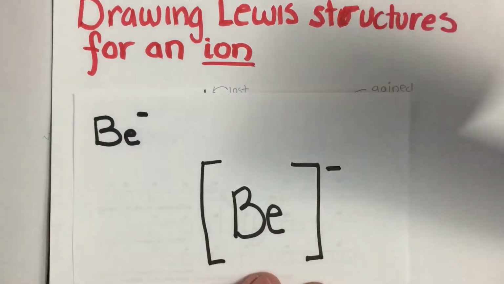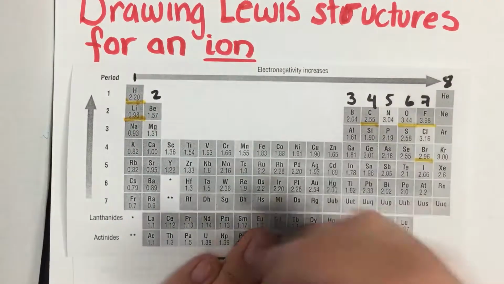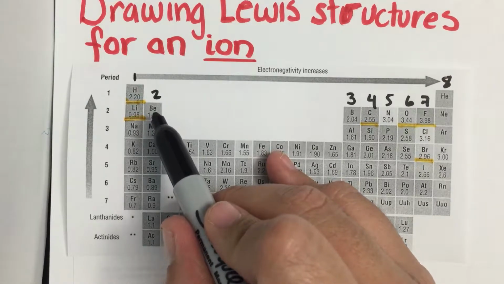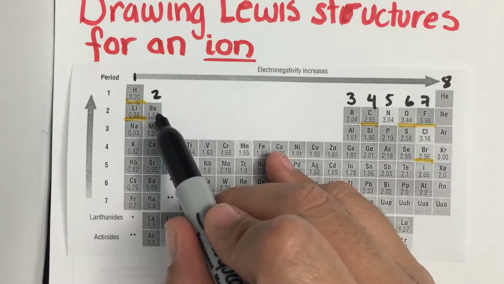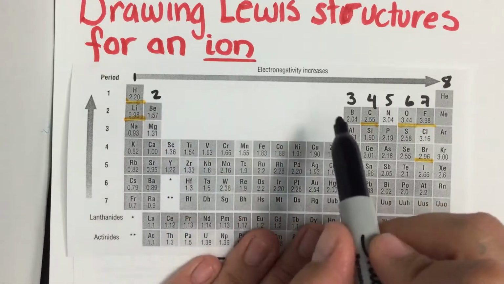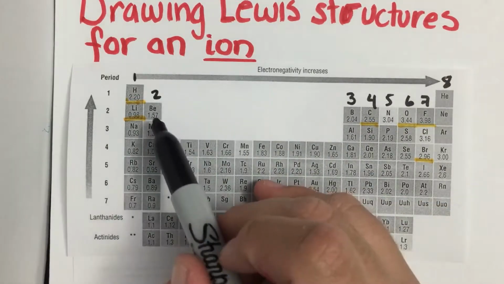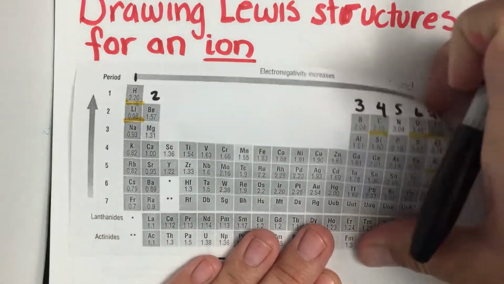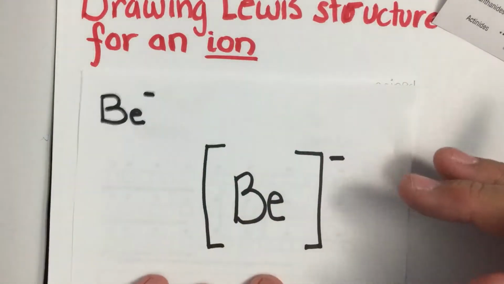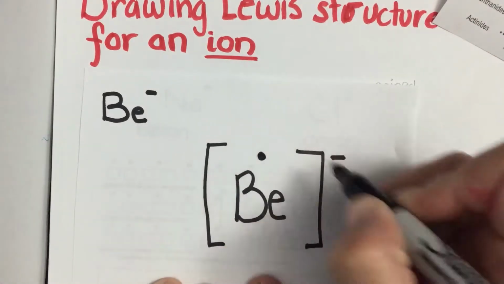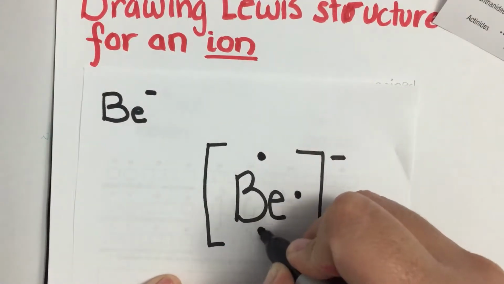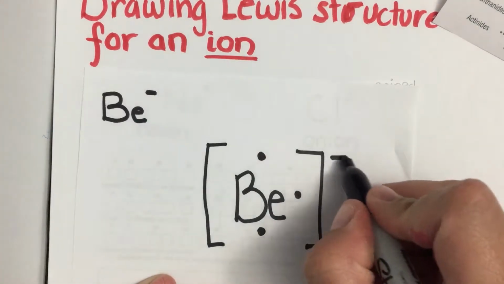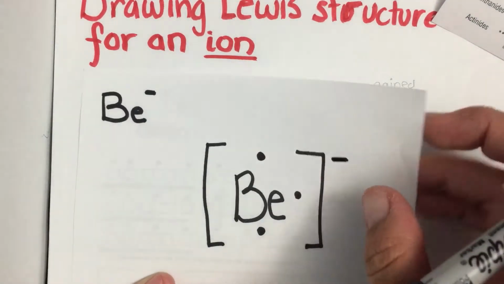So how many dots do we draw? Now that's the question. So we find beryllium, and beryllium is in group 2. If it gained 1 electron, then it means it now has 3 valence electrons. It used to have 2, it gained 1, so now it has 3. So we need to draw those 3 valence electrons: 1, 2, and 3. So that would be the Lewis structure for beryllium as an anion.